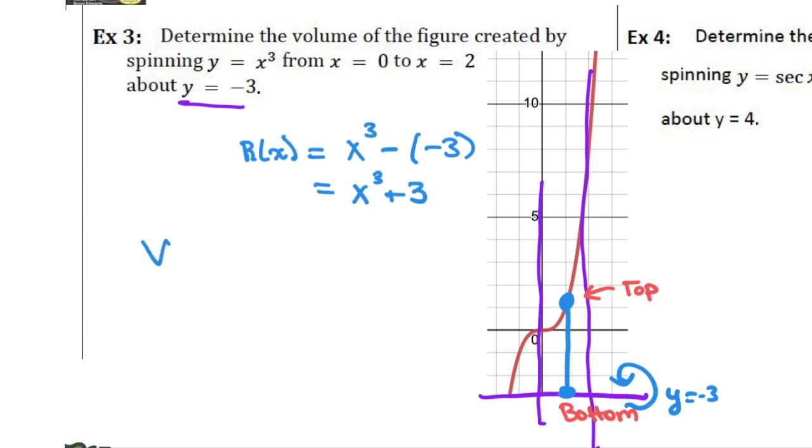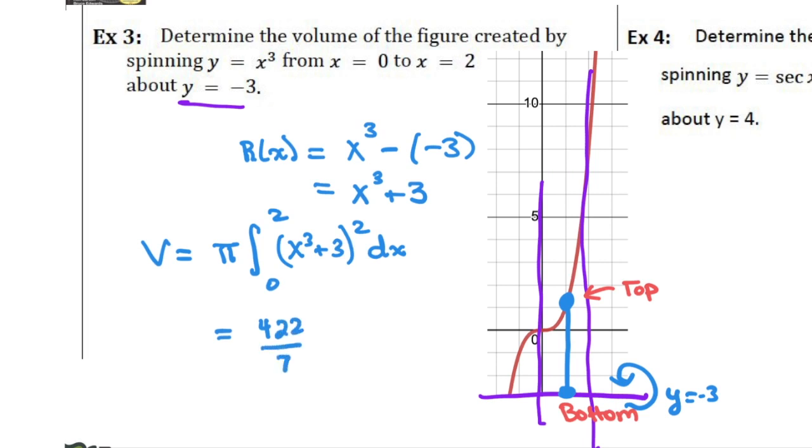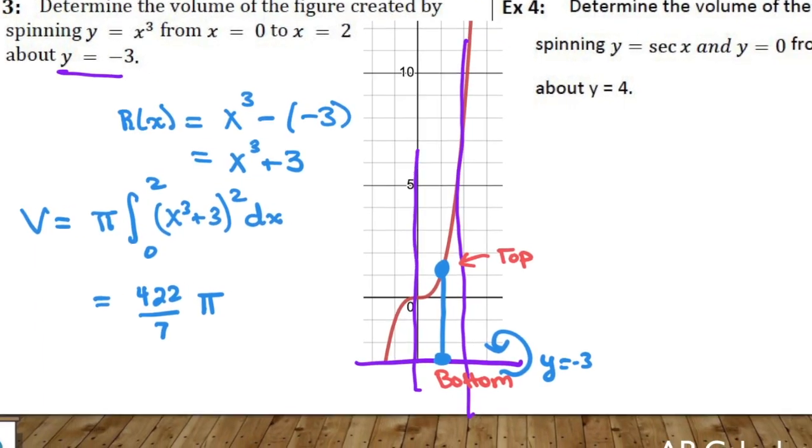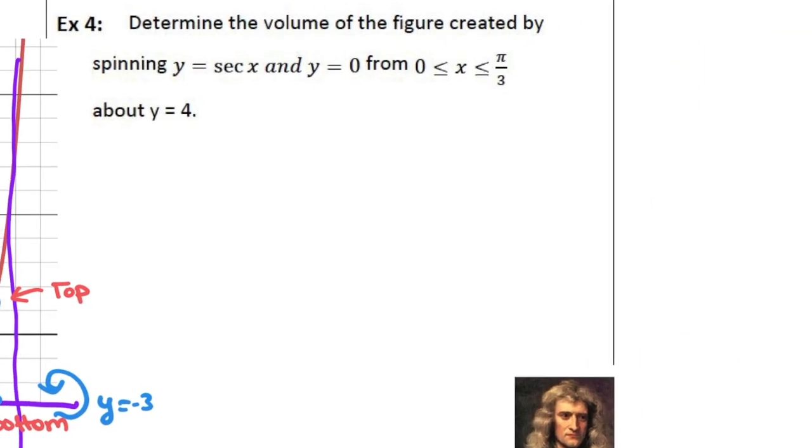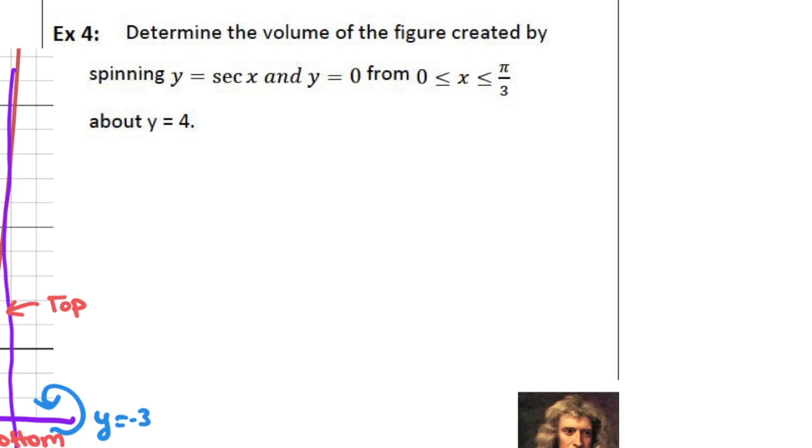So when I write my volume equation, which uses the concept pi r squared, here's pi, radius was x cubed plus 3, that's going to be squared. The thickness for each one of the circles being cut is dx, and we're going to integrate from 0 to 2. Now I'm going to suggest you use your calculator for this, but you have a fraction button on your calculator that you can write your answer as 4/22/7 multiplied by pi. So that one was a little bit trickier because the radius was not 0 for the x or y axis.